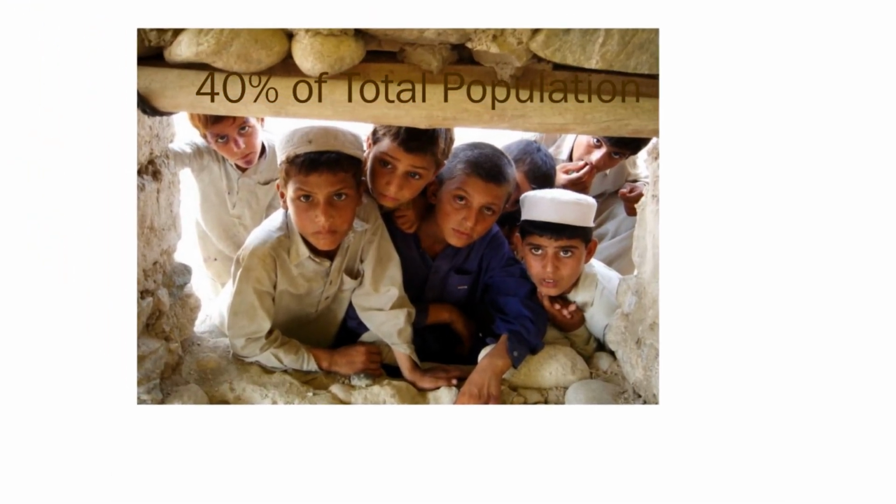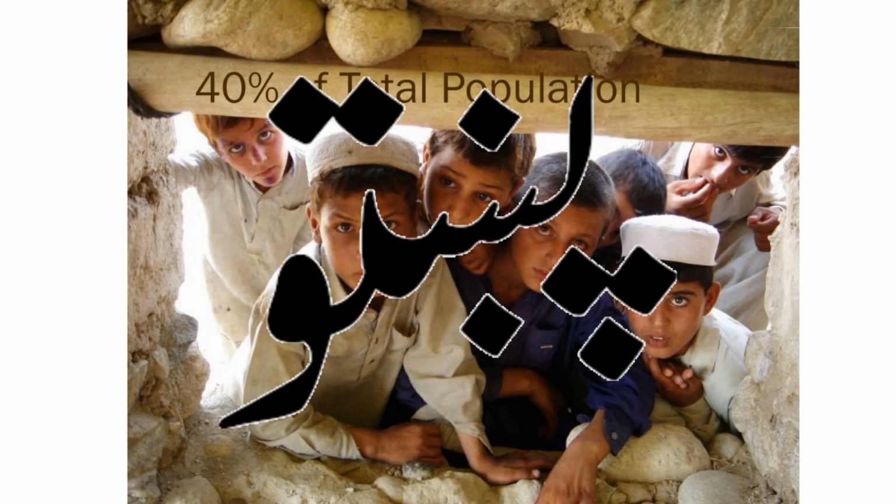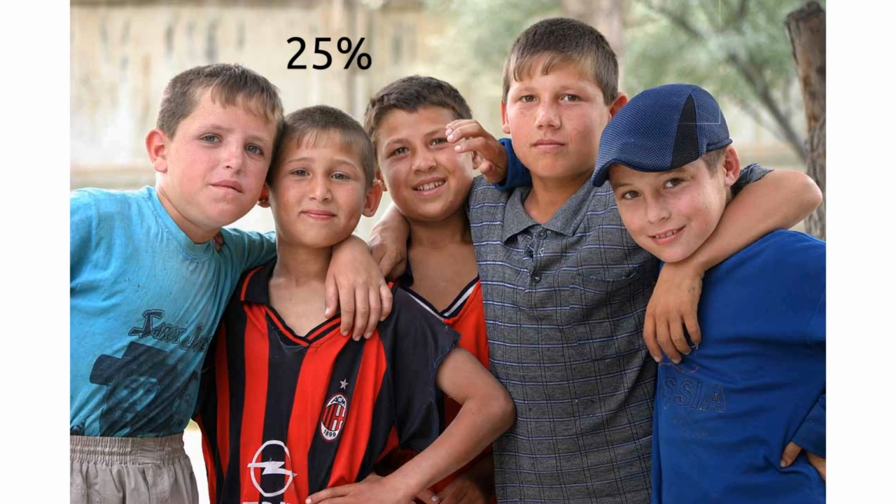40% of the people consider themselves to be Pashtun, or people from the Pashtun tribe. They speak a language called Pashto. There are some other ethnic minorities such as Uzbeks, Hazaras and Tajiks.